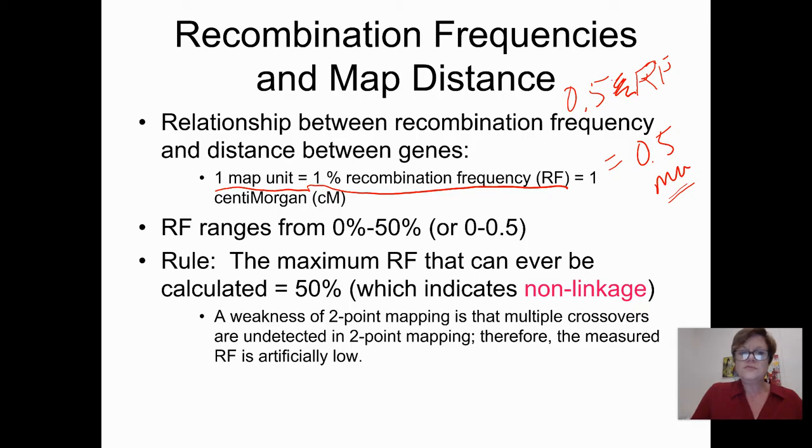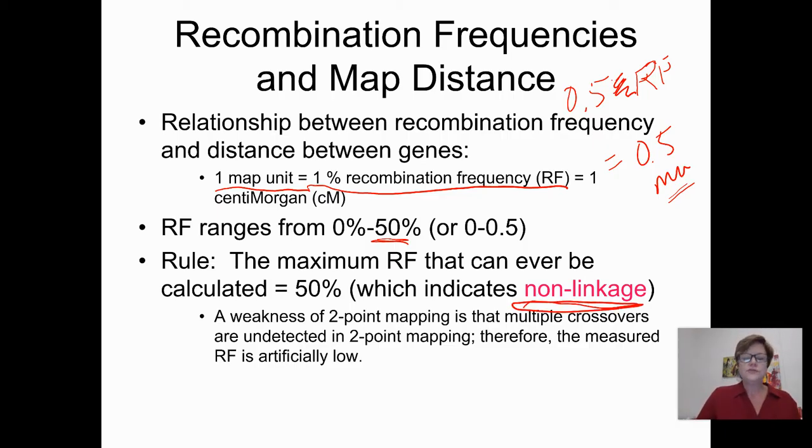The smallest recombination frequency that you could measure from a set of data is 0. That would be if you had no recombinant, no crossover offspring with crossover chromosomes. The largest number you could measure would be 50%. The problem with 50% is that it could be an actual measure of distance, but it would be the same value you would also calculate if the two genes were not linked at all.